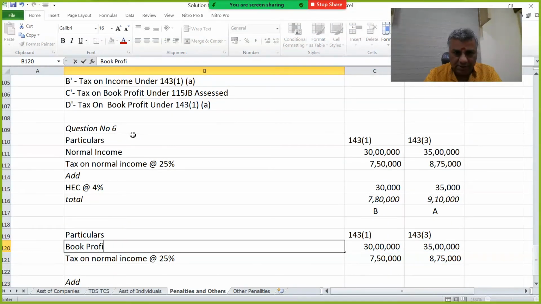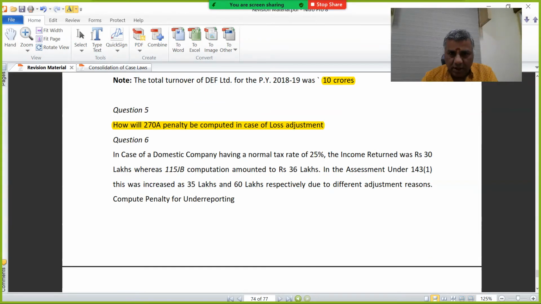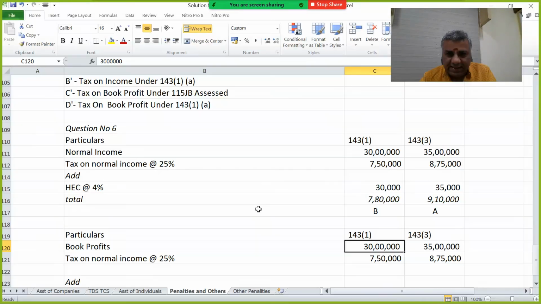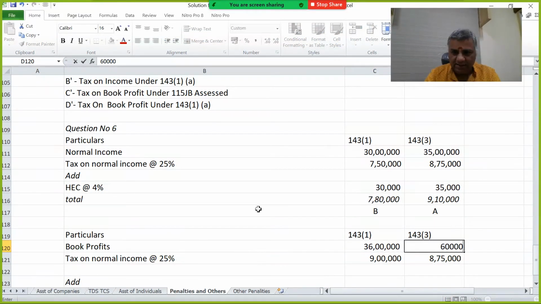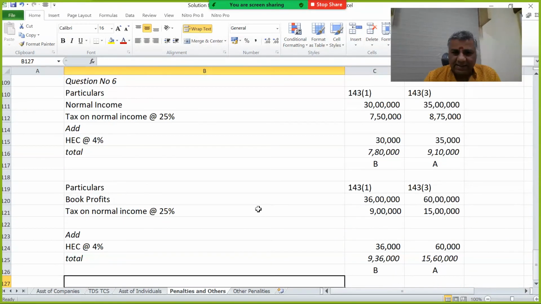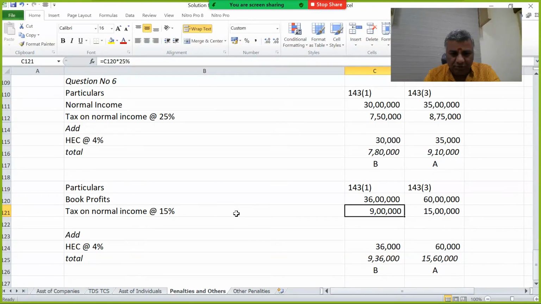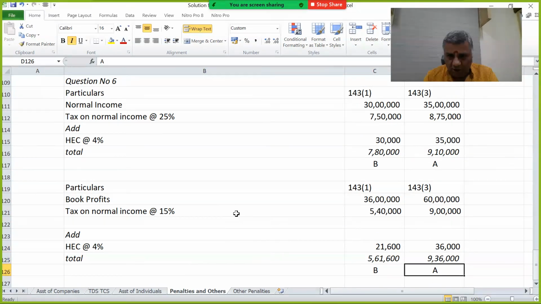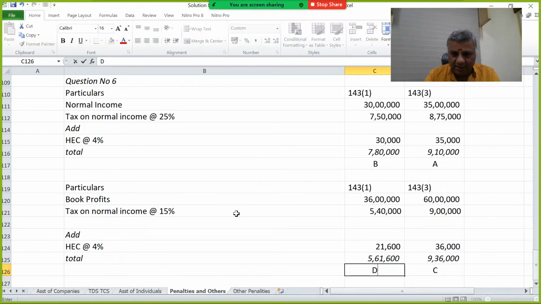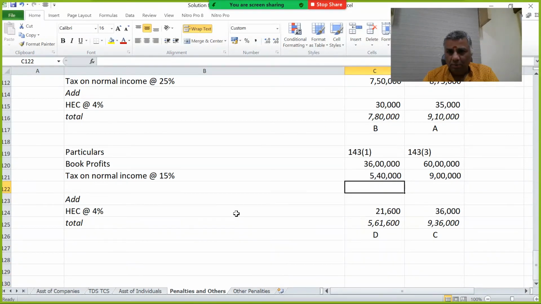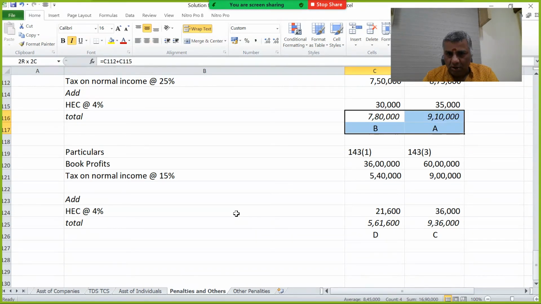Book profits are 36 lakhs and 60 lakhs. It is at 15%. This they call C, and this they call D. Please understand these are the important aspects for computation.